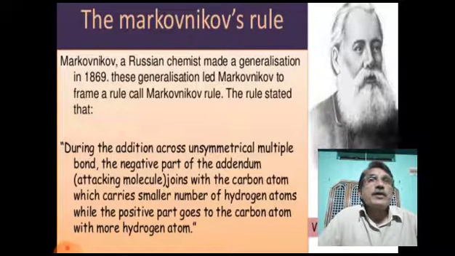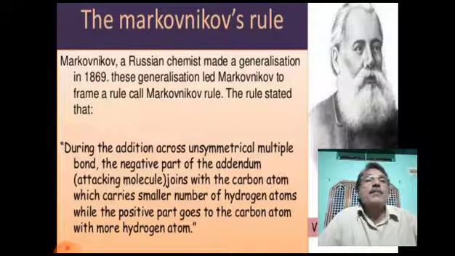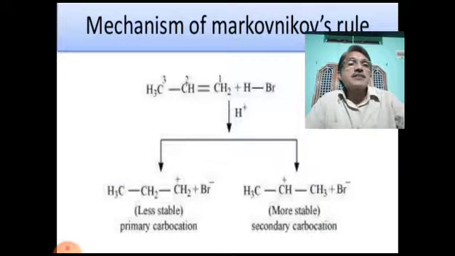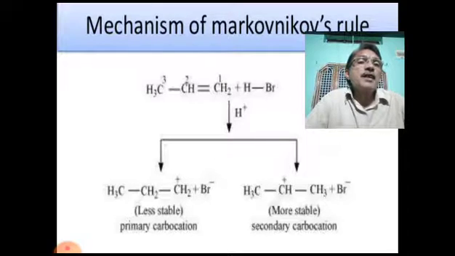See, according to Markovnikov's rule, the negative part is attached to the carbon containing less number of hydrogens, and the positive part will be attached to the carbon containing more number of hydrogens. Mechanism of Markovnikov's rule. Let us apply Markovnikov's rule for an unsymmetrical alkene like propene. Propene reacts with hydrogen bromide. Two probable compounds will be formed.